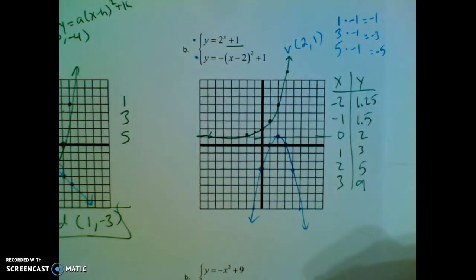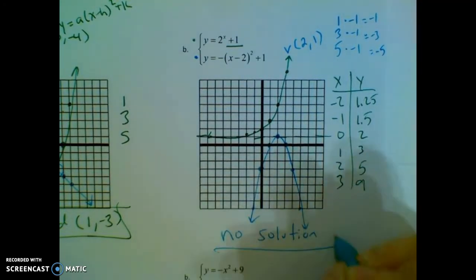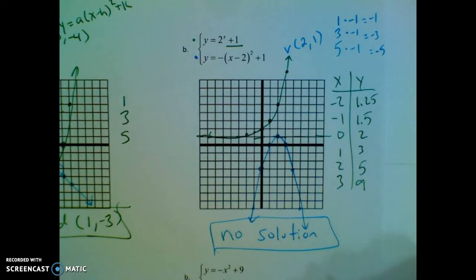And I can see that these guys do not intersect. If you want to check this, you could plug it on your calculator. But this guy is going to be no solution. So if they don't cross ever, then it's no solution.